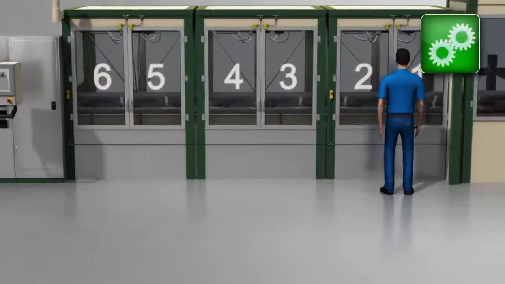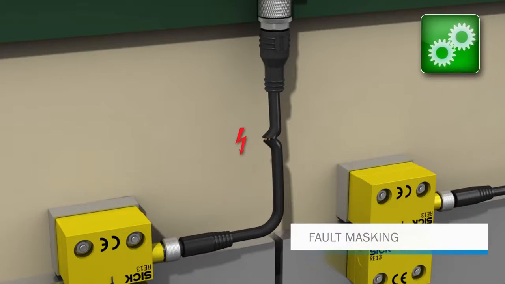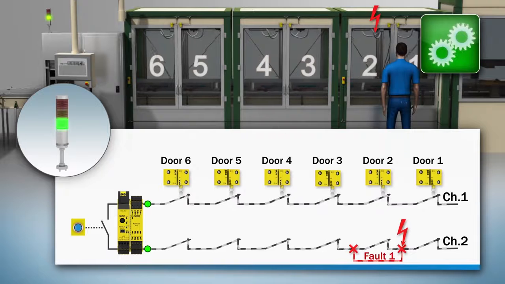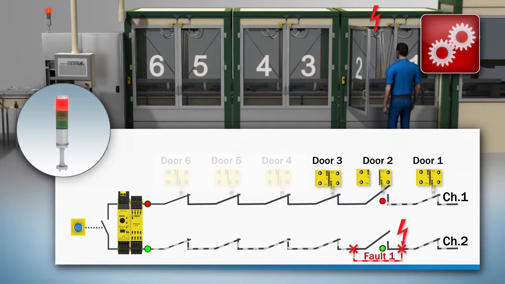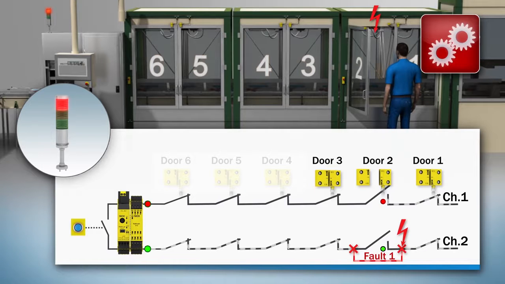But what if some external impact damages the cable of the second safety switch and causes a short circuit on one of the channels? When the doors are closed, the short circuit remains undetected and the machine runs as usual. Opening the second door opens the contacts of the second safety switch. Because of the short circuit on channel 2, the current flow is interrupted only on channel 1. The safety controller detects the signal change and switches the machine off.